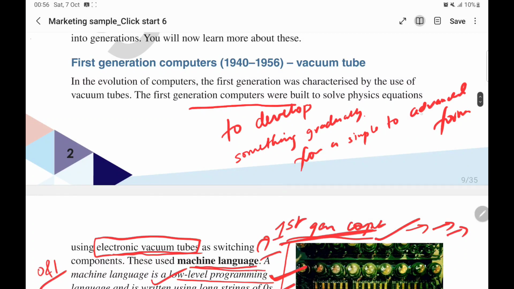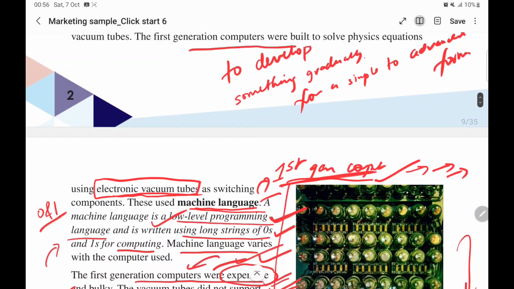Okay students, so today we have studied the first generation computers from 1940 to 1956, where vacuum tubes were a very important component, discovered to solve physics equations. These vacuum tubes were electronic vacuum tubes, a kind of switching component, and along with them the computers were also using machine languages for programming, because machine language is a low level programming written as a combination of 0 and 1. The 0s and 1s are known as bits, so these two digits were used for computing.